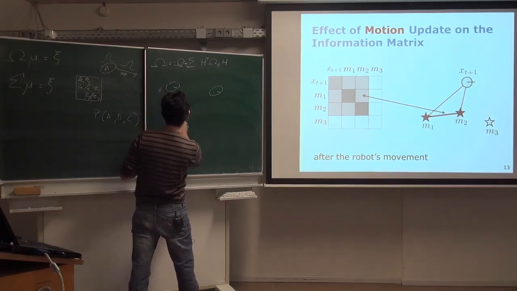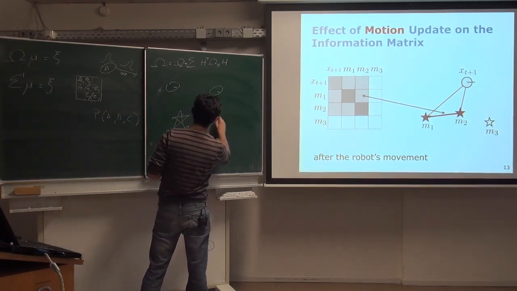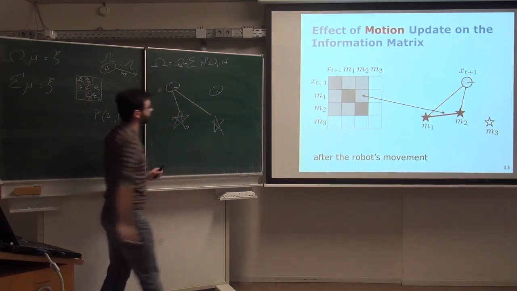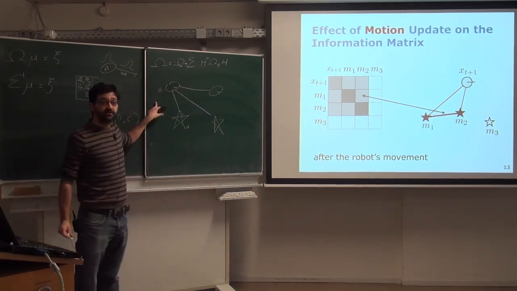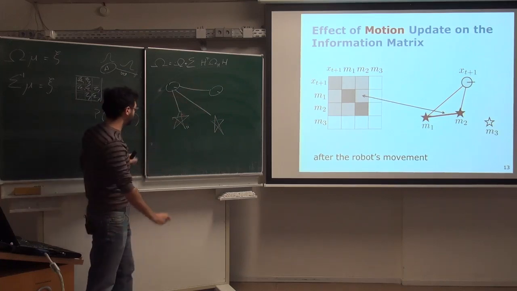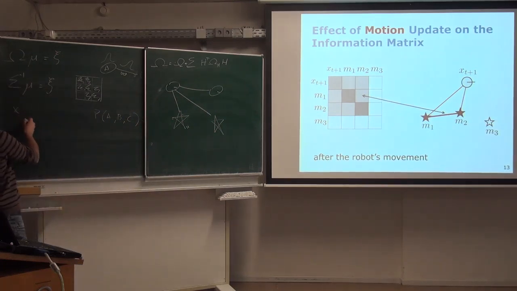So before we had this, right? Now we have an update, so we're going to go in this direction, and this is the only information that we have. So basically we have, in our matrix form, x at t, then x at t plus 1, we have m1, and we have m2.